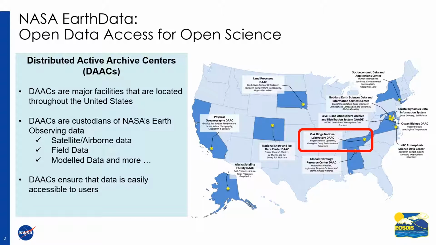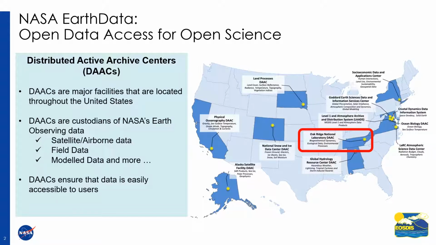First, a little background on where I work and how that fits in with the NASA community. As I mentioned, I work at the ORNL DAC. The red box on this map shows where the ORNL DAC is located. A DAC is a NASA Distributed Active Archive Center, and the ORNL DAC is located within the Department of Energy's Oak Ridge National Laboratory in Oak Ridge, Tennessee.